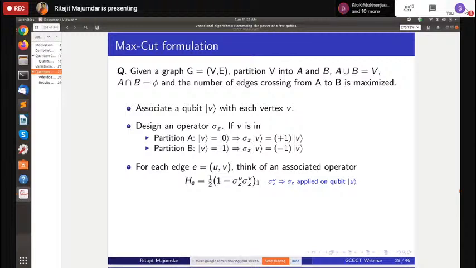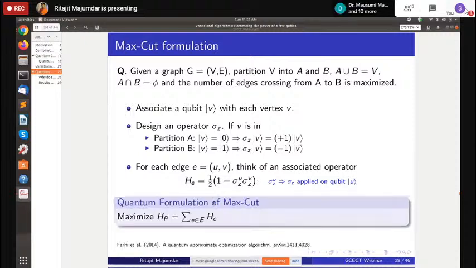And if there is an agree, then it contributes +1. So the idea is you apply this HE for each and every edge, you take the summation. Now you find an assignment of 0 and 1 such that this summation is maximized. So hopefully this is clear. For each edge, if this is clear, then this should be also clear. For each edge, you create this operator.